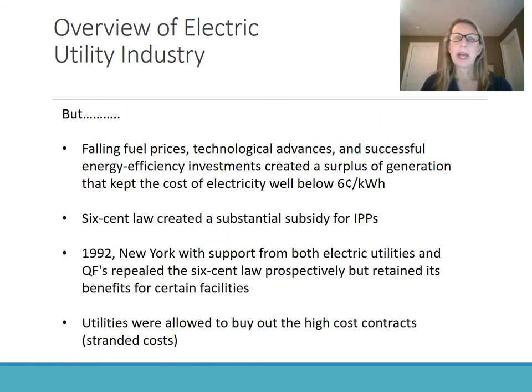But that's not at all what happened. Falling fuel prices, technological advances, and successful energy efficiency investments created a surplus of generation. So that kept the cost of electricity well below 6 cents. Consumers were paying more than they should have in an open market. So the 6 cent law created a substantial subsidy for the qualifying facilities, for the IPPs.